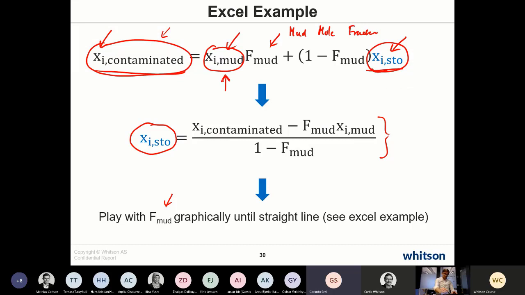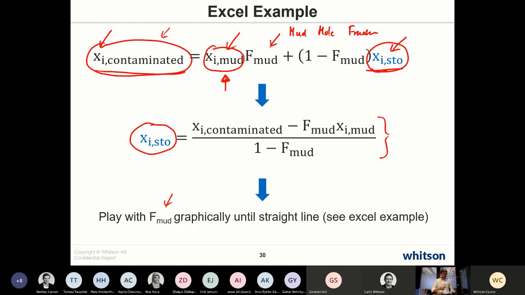Yeah, so there's also uncertainty we're introducing there because, in many cases, there's uncertainty as to what the mud contamination composition is, or the mud composition in the first place. Yes, that's very good.